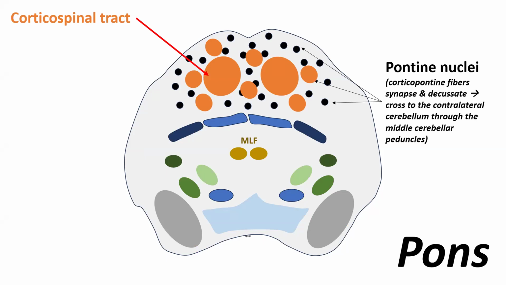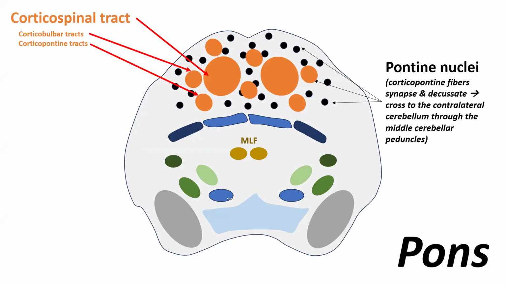We also find a lot of pontine nuclei in the basis of the pons, so a lot of gray matter nuclei. These pontine nuclei are where the corticopontine fibers synapse and decussate, and then cross to the contralateral cerebellum through the middle cerebellar peduncles.